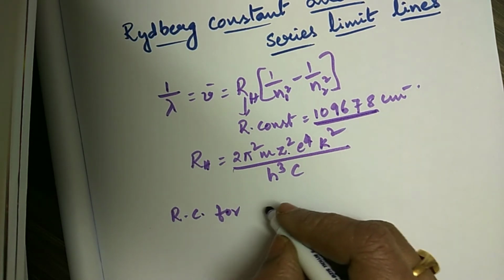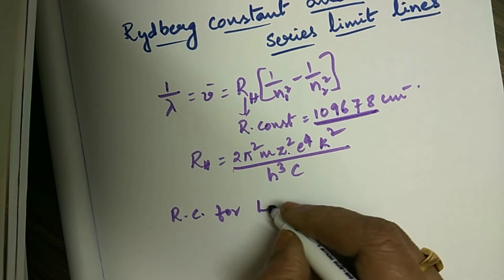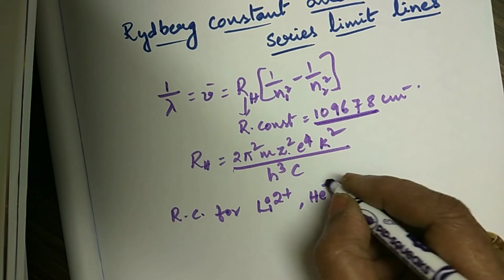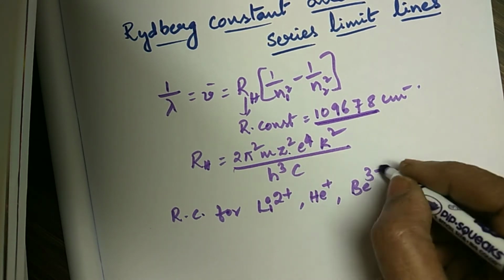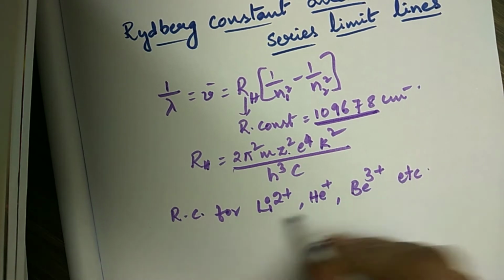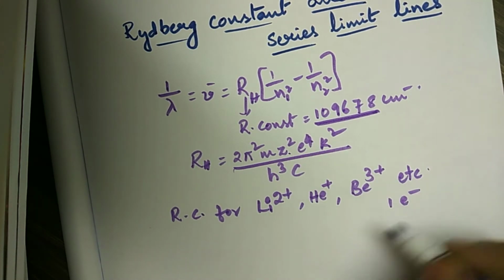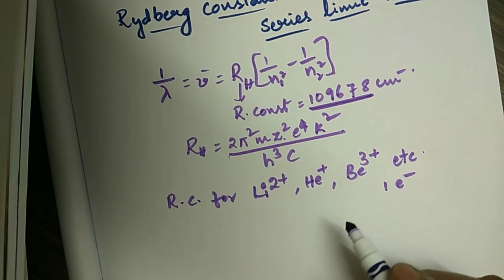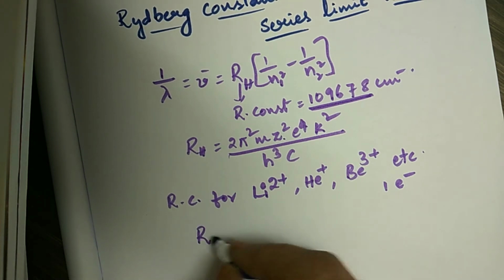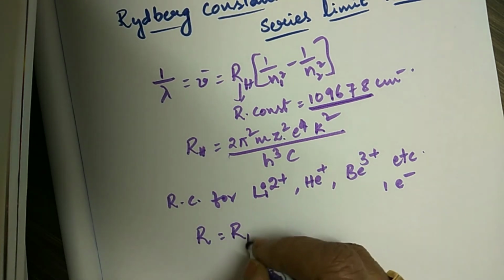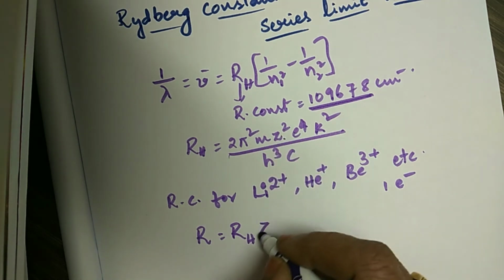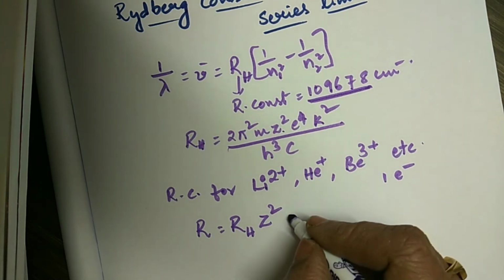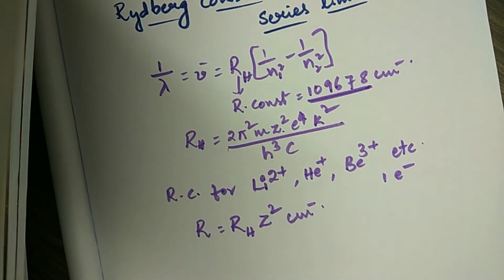For species like Li2 plus, He plus and beryllium B3 plus, etc. All these, what is the similarity in these? All these will have one electron. So, all the species which have one electron, which are resembling the hydrogen atom, the Rydberg constant is equal to the Rydberg constant of hydrogen multiplied by Z square. Z is the atomic number, right? The units are centimeter inverse.